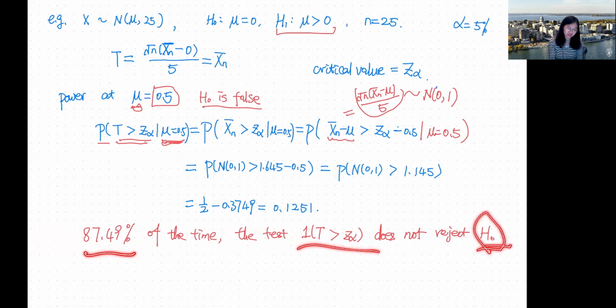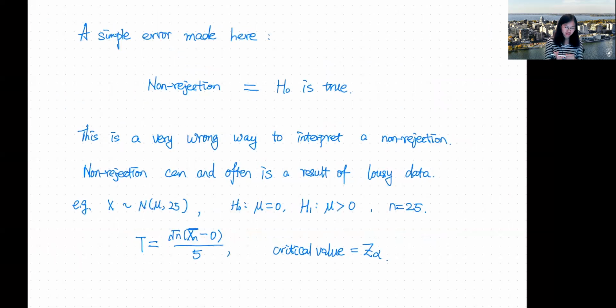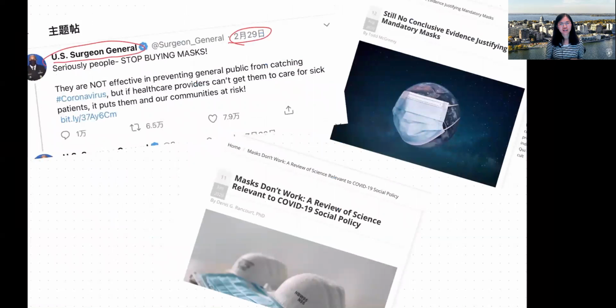Can you take that as evidence for the null being true? Clearly not, because the null is not true in this case. So therefore, it is wrong to interpret a non-rejection as the null hypothesis being true. And this simple mistake, a lot of people believe, cost America a lot of lives. So don't make this mistake.